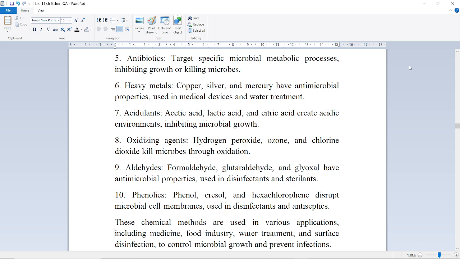Oxidizing agents: hydrogen peroxide, ozone, and chlorine dioxide kill microbes through oxidation. Aldehydes: formaldehyde, glutaraldehyde, and glyoxal have antimicrobial properties used in disinfectants and sterilant. Phenolics: phenol, cresol, and hexachlorophene disrupt microbial cell membranes, used in disinfectants and antiseptics.